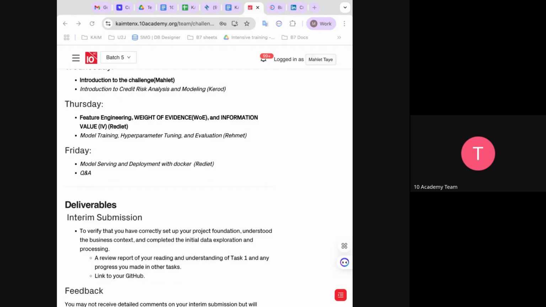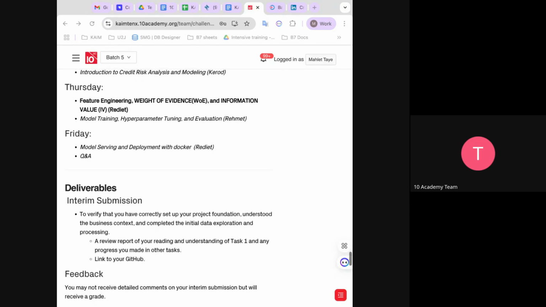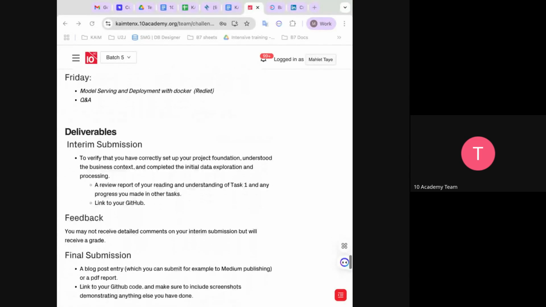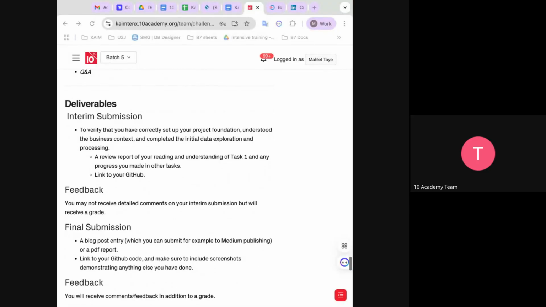You are expected to submit a report for what you have understood on task 1, and if you have made any other progress on the other tasks, you can add it to your reports. And the same is true for the GitHub link. You have to create the GitHub and start the analysis phase. And on the final submission, all you have done for this specific project should have to be reported.